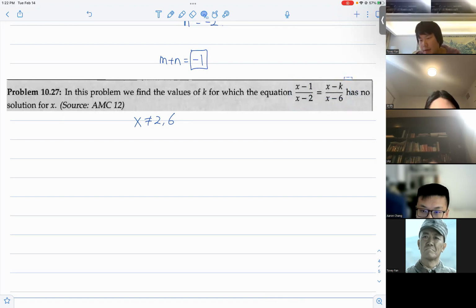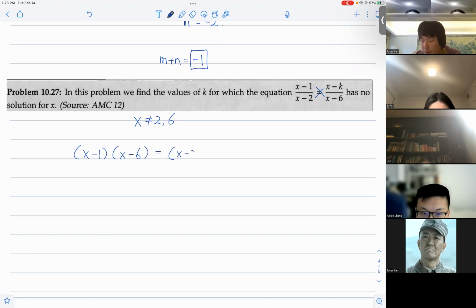I think the first step is pretty easy. It's a fraction equals a fraction. What do we do? Cross multiply. Cross multiply, right, everyone? So we first cross multiply, equals to this. All right, and then what do we do next?